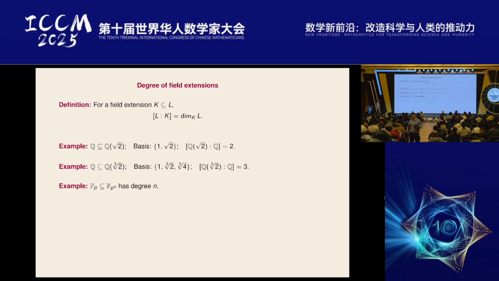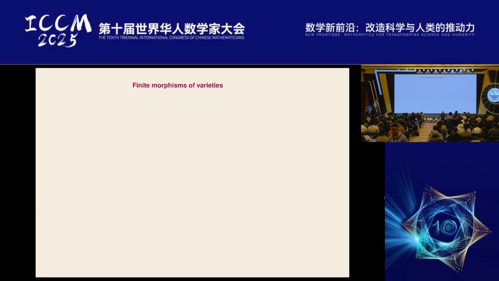For finite fields, if you start with Fp, the finite field with p elements, then this sits inside a larger finite field, Fp to the n, and this extension has degree n. On the other hand, the field of complex numbers or real numbers over the rationals has infinite degree. So these are very simple examples of field extensions.